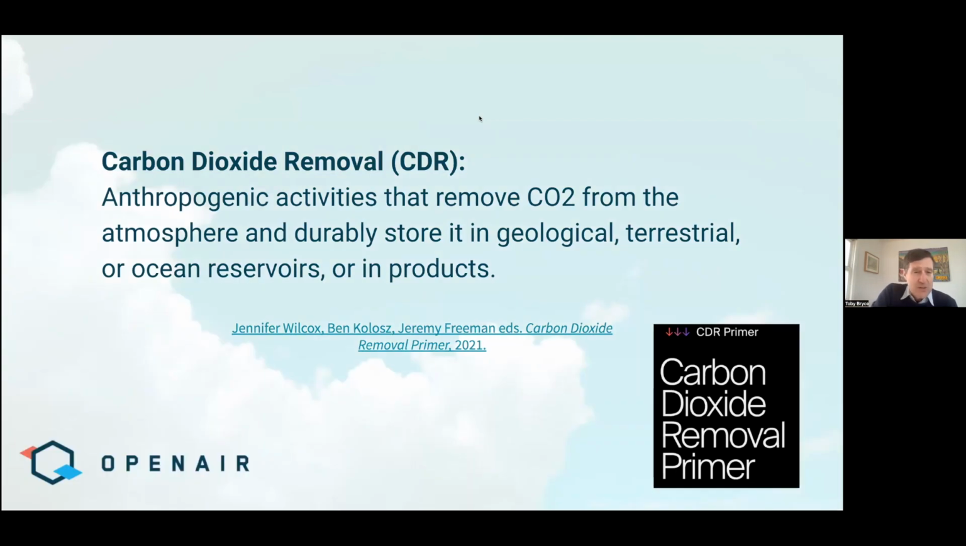We always start the program with a quick background on carbon removal. This definition here is from the CDR primer, which is a fantastic resource. It's also essentially the same definition that the IPCC uses. Carbon removal is a purposeful human activity to remove CO2 from the atmosphere and to durably store it in geological, terrestrial, or ocean reservoirs or in long-lived products.